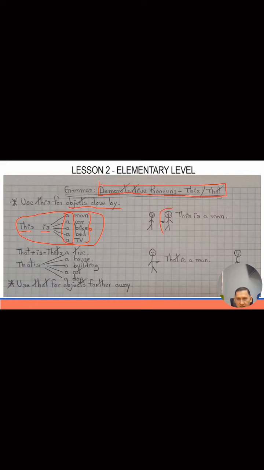This guy is showing the other guy, but this one right here is close to him or close by. It is why he is using this is a man. For the next one, we are going to use that plus is. So you can say that's a tree. And we are going to use it for objects farther away. So we have something like this.